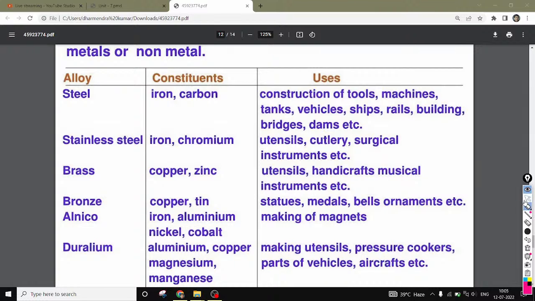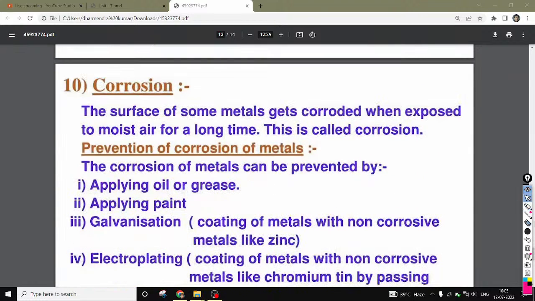And next we will talk about corrosion, right? So corrosion is very important for us, and this corrosion can destroy your materials, or destroy your metals, right, and can reduce the life of your metals. So how can you control this and protect the metals? Corrosion: the surface of some metals gets corroded when exposed to moist air for a long time. This is called corrosion, right?